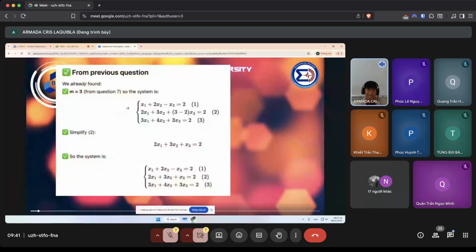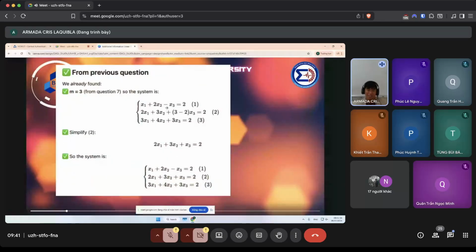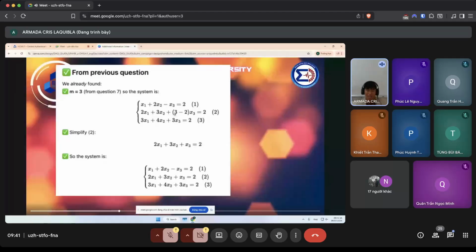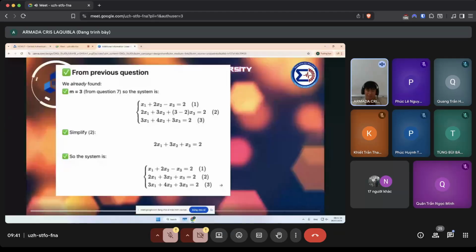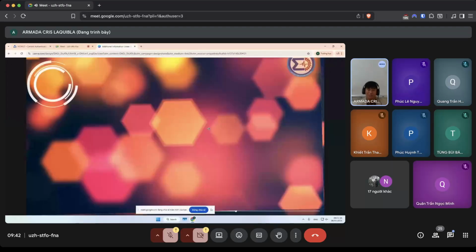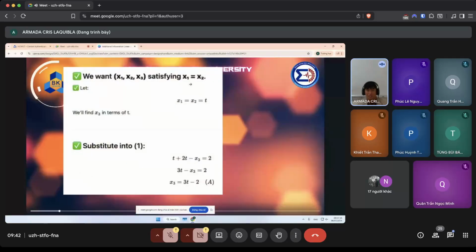We have there m equal to 3, right? Then we substitute 3 there. We have 3 minus 2 here because this is m there. And then this is 3. Now we solve this. 3 minus 2 is just 1, so 1x3. And you have this new one. This is the new system now. Next, we have this property: x1 equals x2. So we can let that be equal to t.